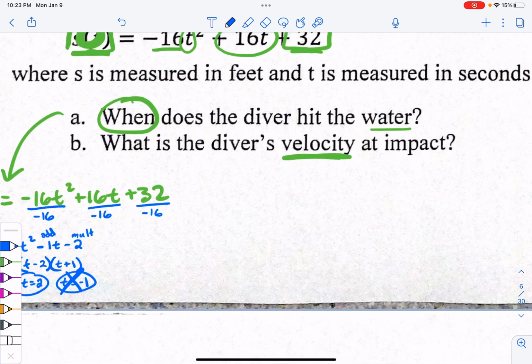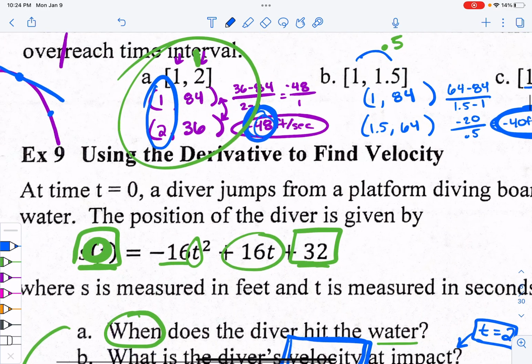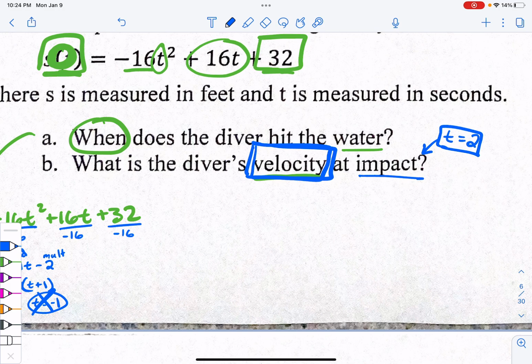Now, here's the deal. What is the diver's velocity at impact, okay? We needed to compute part A because we needed to know how long it takes for impact. At what time do we hit impact? That's where the t equals 2 comes into play, because we know it takes 2 seconds to hit impact. That's why we need to define part A first, okay? Now we're just calculating how fast he's going at the instant he impacts the water. It's not over an interval, like it was up here where we could just do slope. I want to know exactly at time 2 how fast he's going, okay?